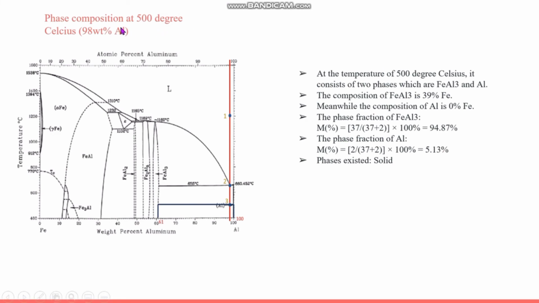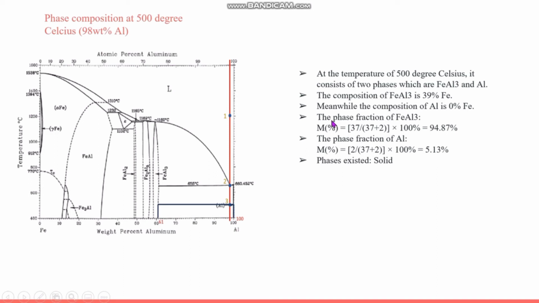So this is the phase composition at 500 degrees Celsius of 98 weight percent of aluminium. At point 3 the temperature is 500 degrees Celsius and it consists of two phases, which are FeAl3 and Al. The composition of FeAl3 is 39% of Fe, meanwhile Al is 0% of Fe. From the tie line here, we can see that the Fe is 37%, while the aluminium is 2%.